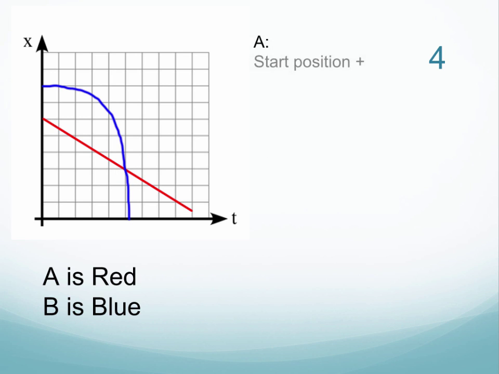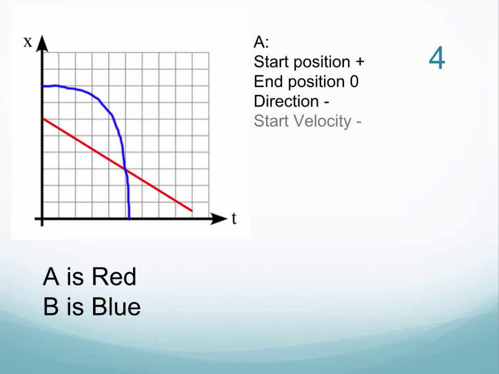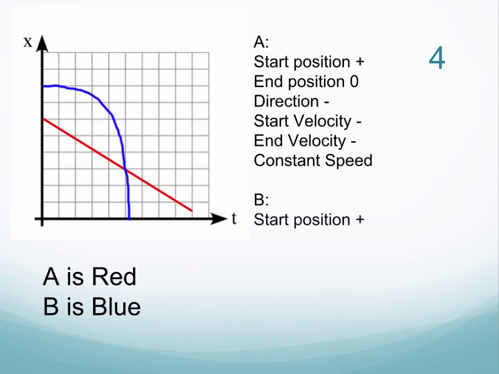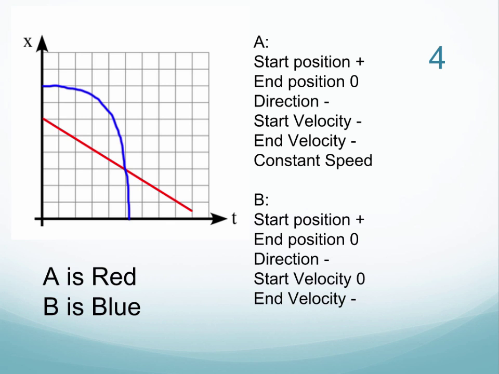All right, object A is red. Remember, started at a positive position, ended at 0, direction was negative. Started at a negative velocity, ended at the same negative velocity, going at a constant speed. Object B is the blue one. Started at a high positive position, ended at 0, went in a negative direction. It started at a velocity of 0 and ended at a velocity that was negative. This object is speeding up.